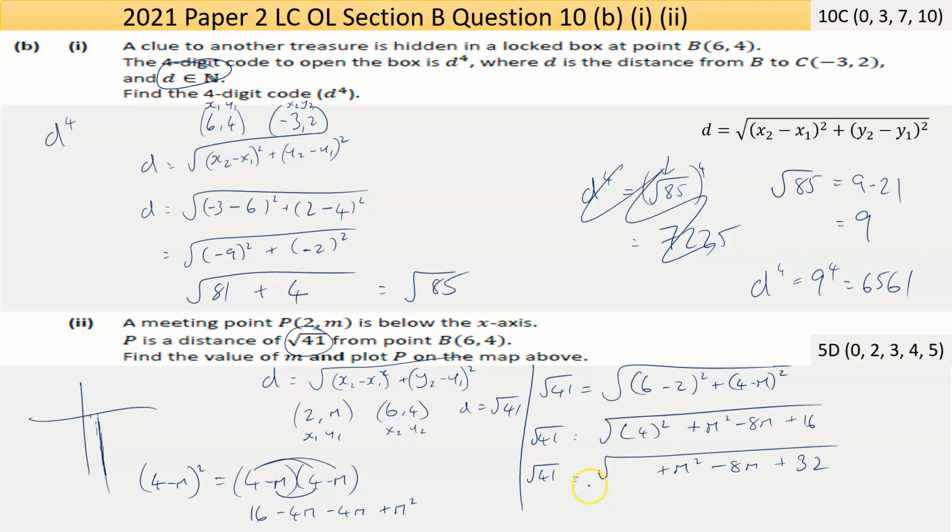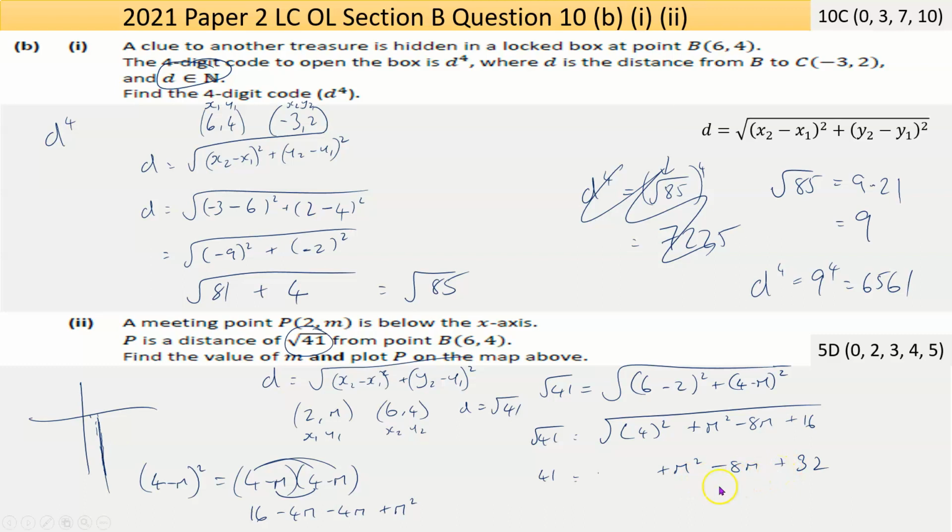Now here's where things get tricky. You have a square root on both sides. How do you get rid of it? If I square the left-hand side, that's going to achieve it. If I do something to one side, I must do it to the other. If you square a square root, what happens? They cancel each other. Same thing over here. The square root cancels the square. Now I'm left with this statement: 41 is equal to m squared minus 8m plus 32.